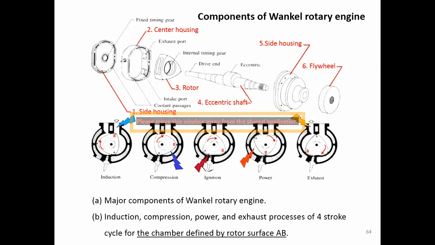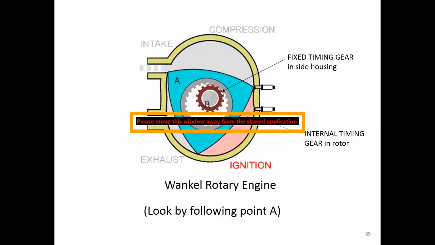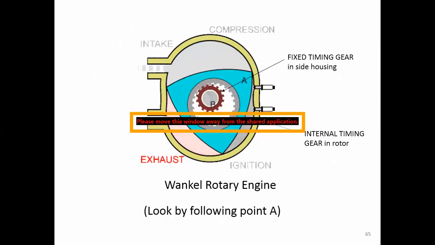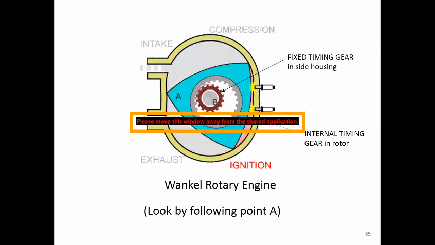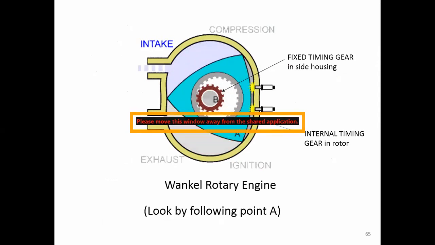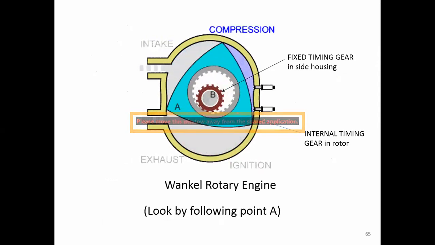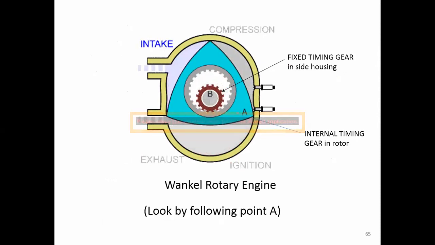Only that every motion happens in rotational motion only, so they don't need to convert linear motion to rotational motion. Okay, and this animation shows you how it works. Again, keep an eye on A. Concentrate on point A, and then you will see how the working fluid is being treated in the engine.